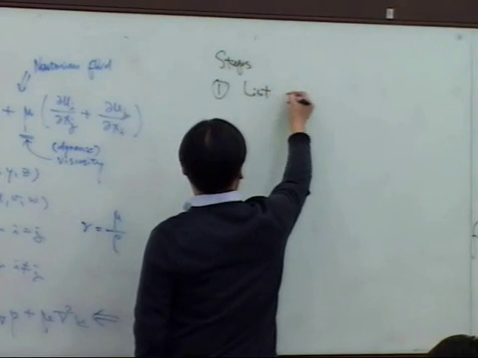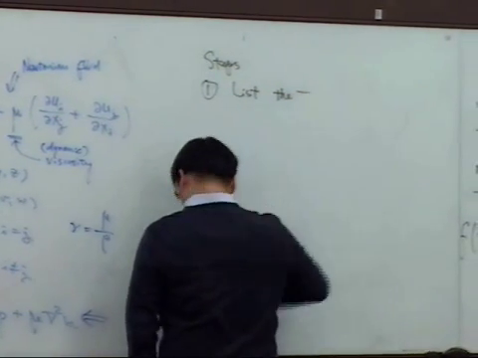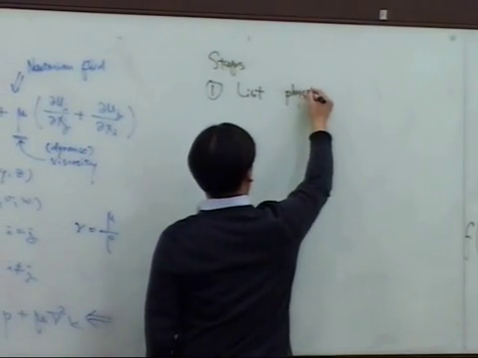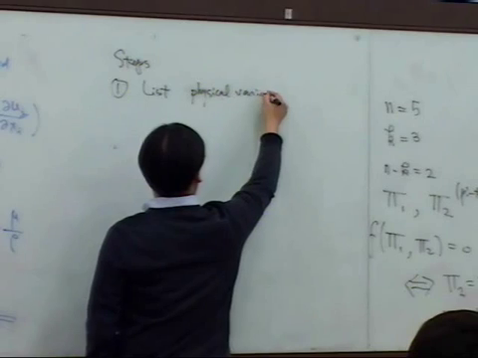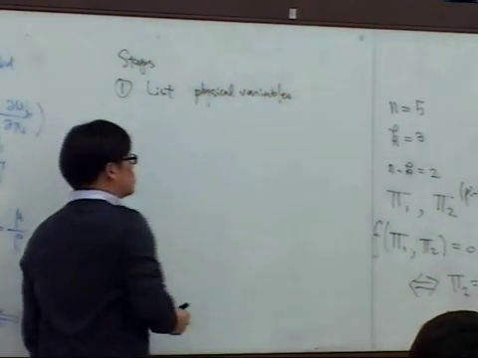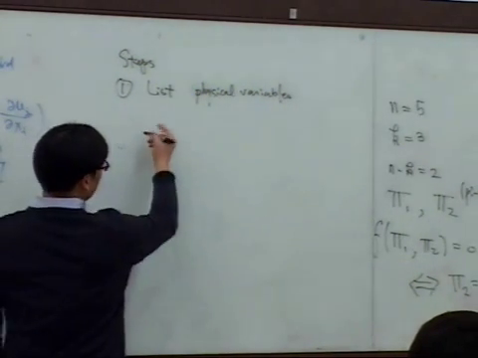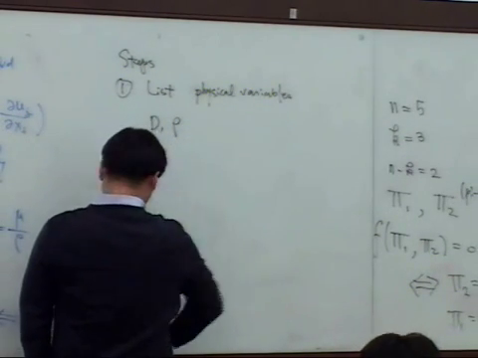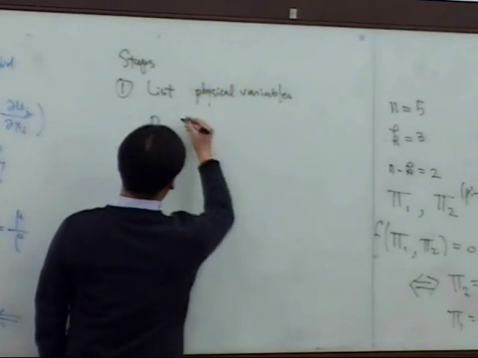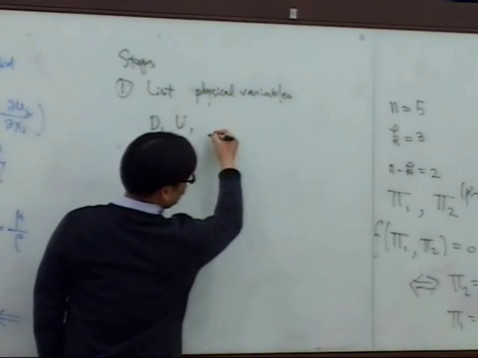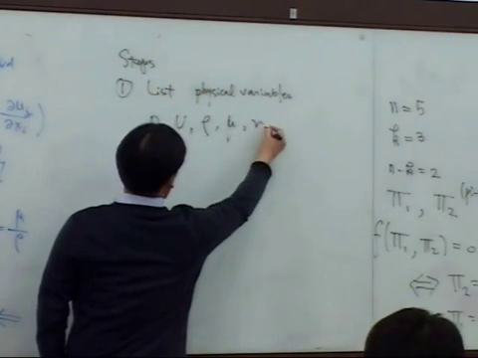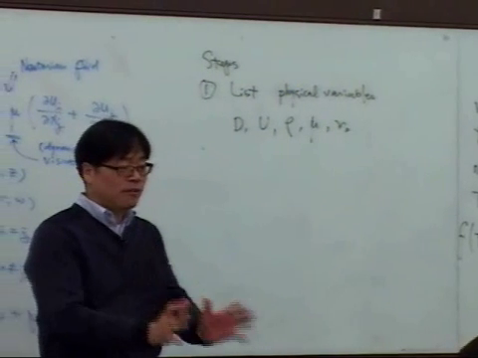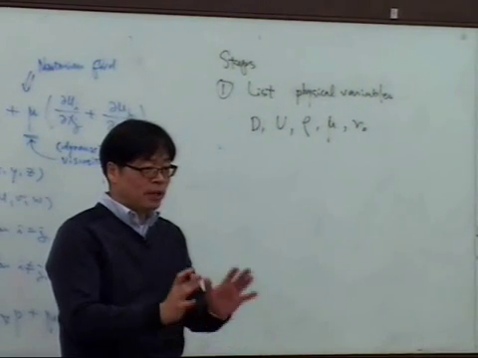But anyway, to find pi terms, these are the steps. First, you have to list the number of physical variables. So what are the physical variables? Once again, for this particular example: D, rho, U, mu, r naught. I'll use the same order. So you have to know what the physical variables involved in the problem you are interested in are.